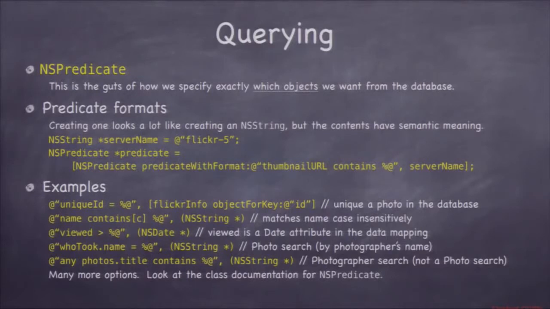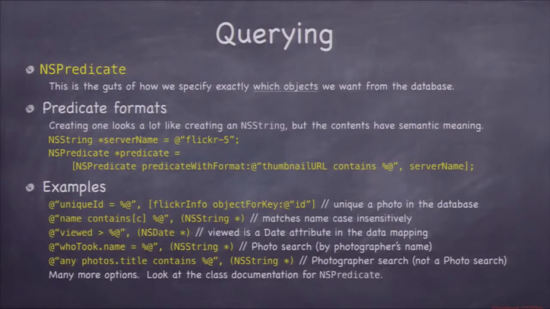You can use dot notation to follow relationships. So you can say whoTook.name equals CS193P instructor. This would be a predicate for searching in the Photo entities. So you're trying to get Photo entities, but you want Photo entities where the whoTook name is some photographer's name. The things you're getting are photos, but the predicate you're using to find them is looking over at the photographer using dot notation. You understand this? You definitely need to understand this for your homework.